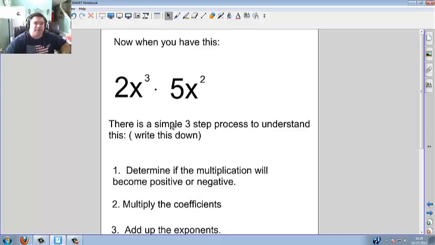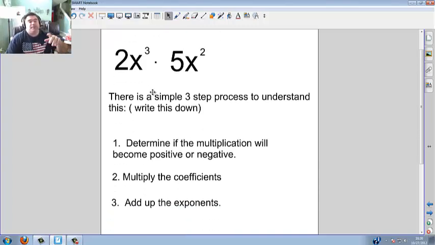So when you have this, there's a simple 3-step process to understand. You really ought to write this down. If you do, this will be very easy. Number 1, determine if the multiplication will become positive or negative. In other words, here you have a positive 2 and a positive 5. Well, two positives make a positive. So the answer is going to be a positive. Then you multiply the coefficients. Well, okay, 2 times 5 is 10. Alright, well, I have 10 right here.